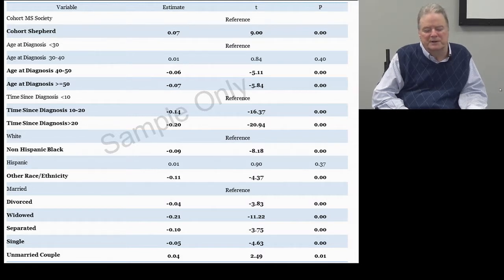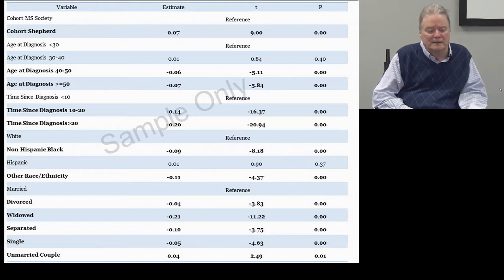So these are interpreted as differences in probability. And so those are the differences. So for instance, time since diagnosis greater than 20, 20% less likelihood of being employed at the time of the study. So we do see lower likelihood of employment among non-Hispanic blacks and other racial groups. Hispanics, we did not see any differences from whites, and that is the reference group.